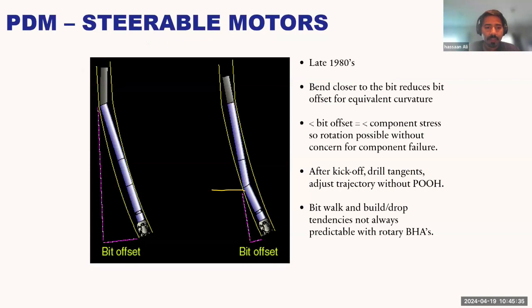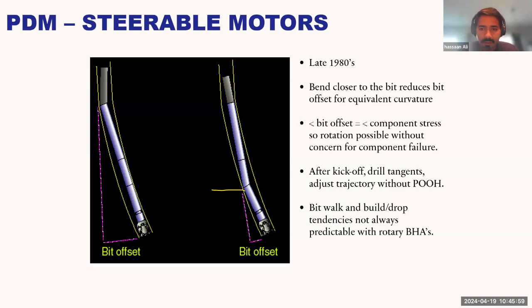well. PDM steerables, I talked about that there is a bent sub just above the positive displacement motor. This was developed in the late 1980s. The bent sub can determine the angle that you will be able to offset.